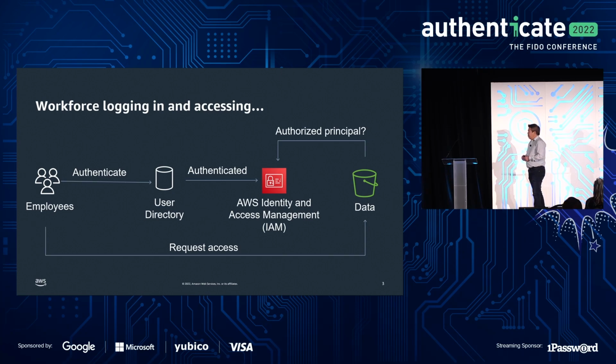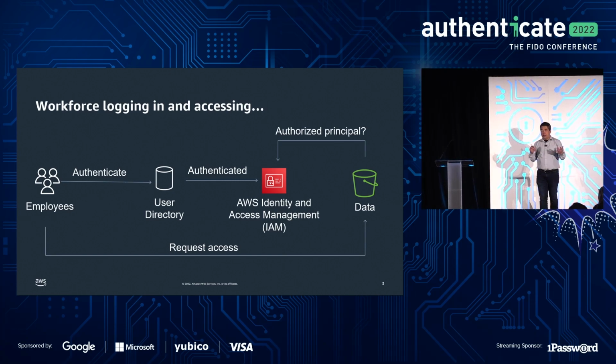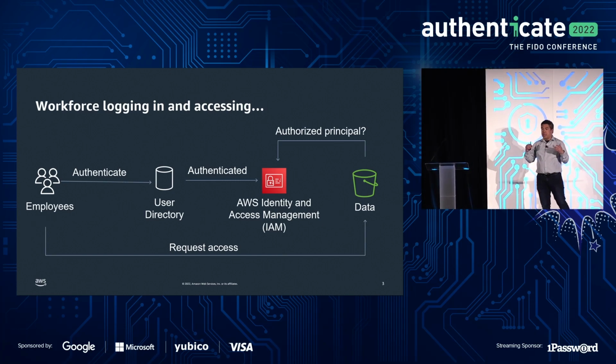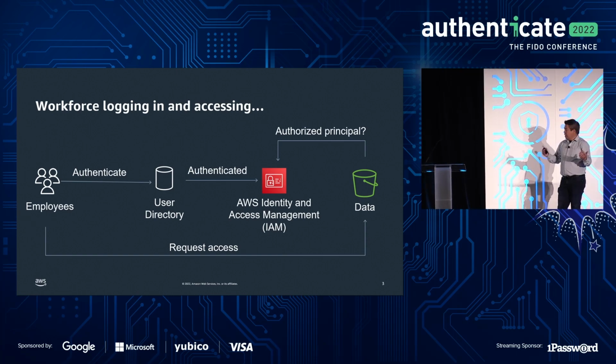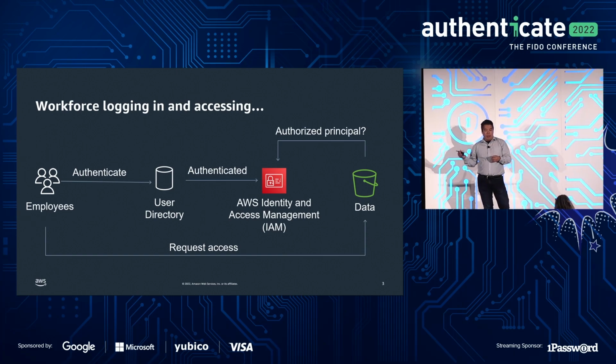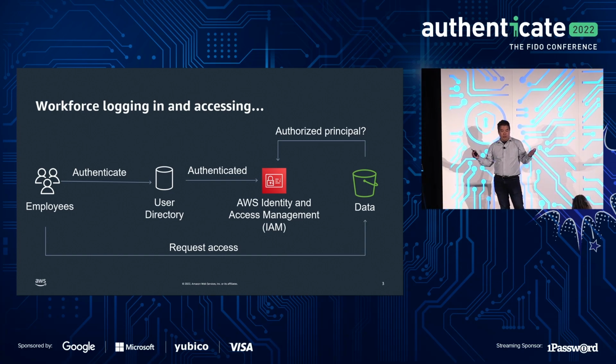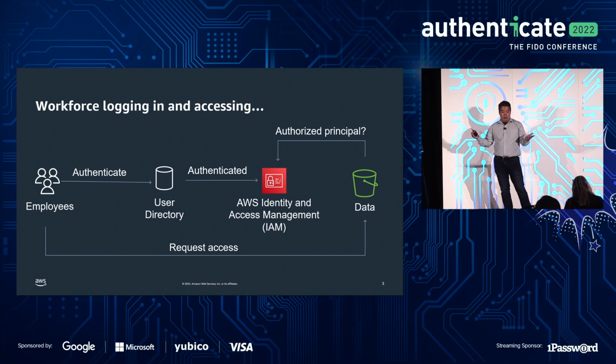So let's go over a really, really high level workflow, and there's a reason why I'm going with this extremely high level workflow here. In this case, we're looking at an employee who wants to get access to something in AWS. They need to log in. They log in through their user directory, their IDP, and they get authenticated. The authentication passes along into some sort of IAM solution. In this case, we're going to use AWS IAM. AWS IAM says, OK, you're good to go.